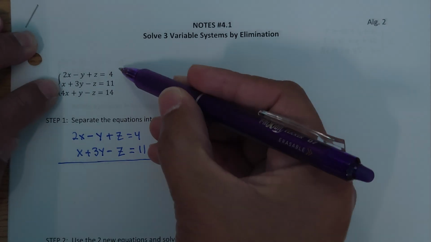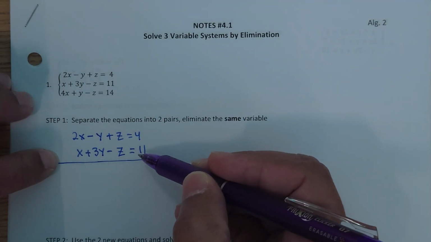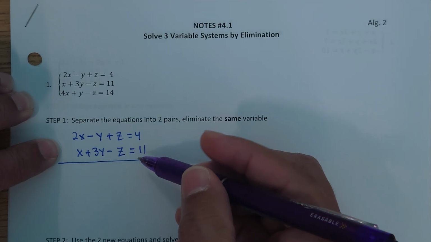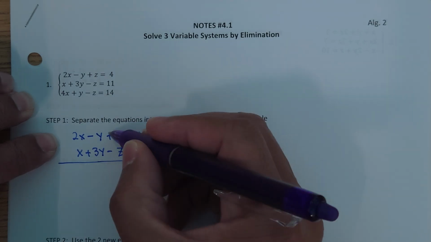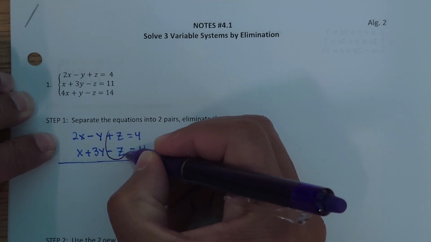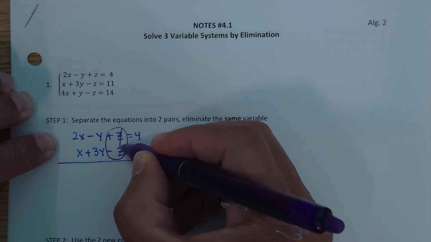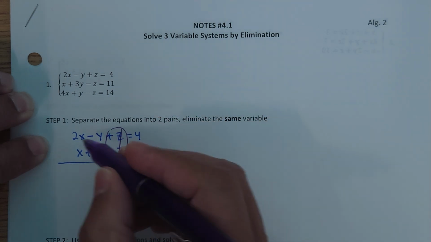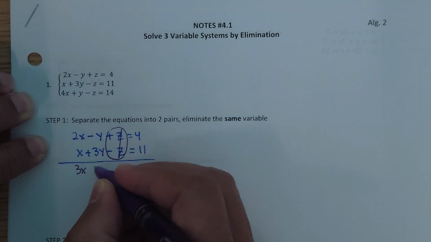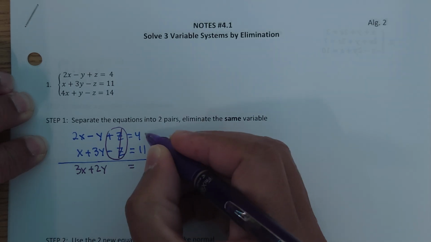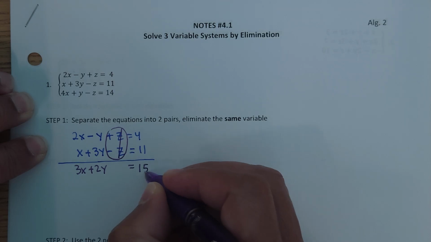So I've taken the first equation and the second equation. I'm going to notice that this is positive z and this is negative z. So then I can see right away that the z's are going to eliminate, right? So then I'm going to add 2x and 1x. That combines to 3x, negative y plus 3y, that's positive 2y. And that equals 4 plus 11, which is 15.